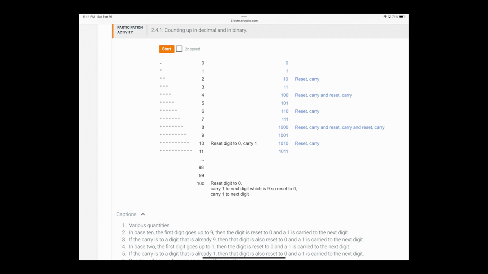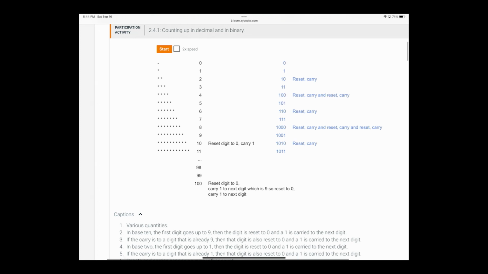I think I'm going to detach the keyboard from my iPad and hope that nothing breaks. Wish me luck. Are we still there? Yeah.